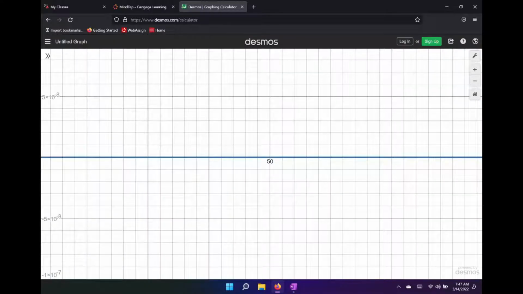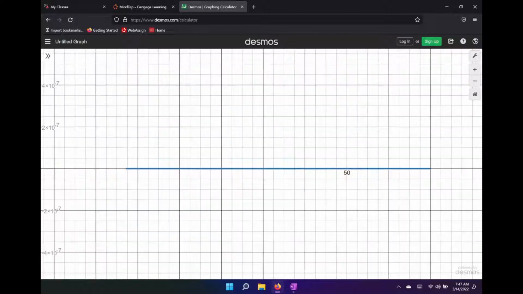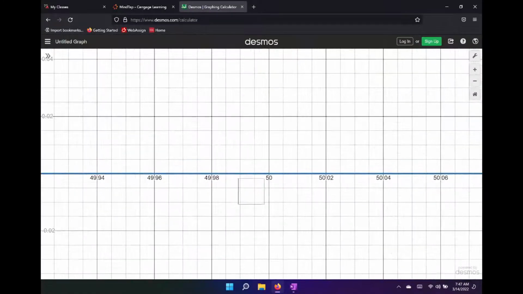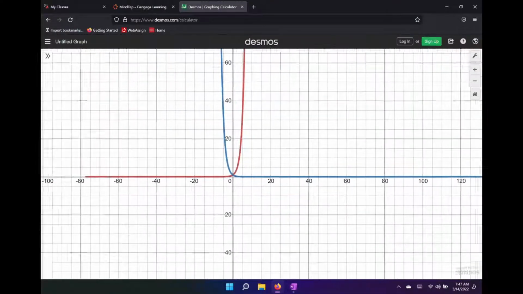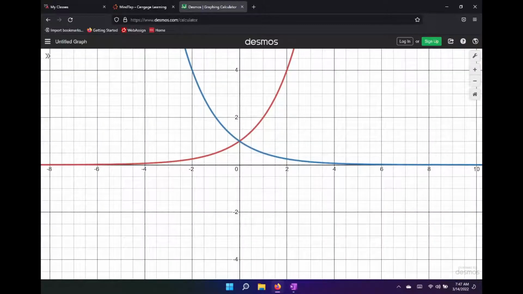Oh, it won't even let me zoom in anymore. What you'll notice is these functions will never ever cross the x-axis. Sorry, I'm zooming out a lot. There we go. Yeah, they'll never cross the x-axis. So that x-axis is what we call a horizontal asymptote. All right, so let me go back into our notes and write that down.